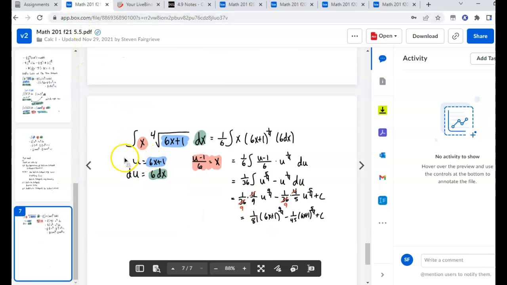Okay. And here's an example as well of that, where again we had more variable left over than what we needed. So we solve for x in terms of u, and then we work through that process.